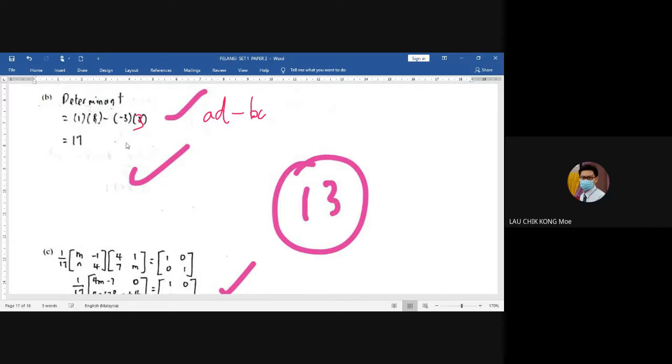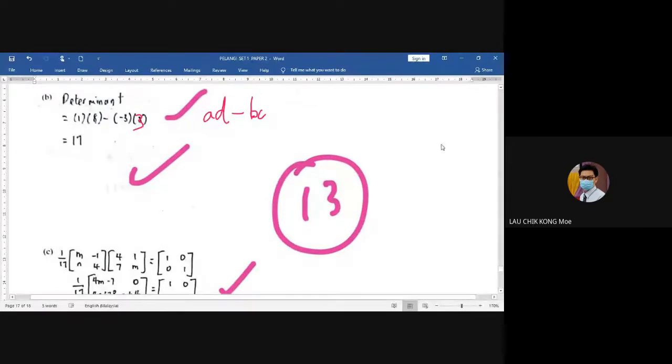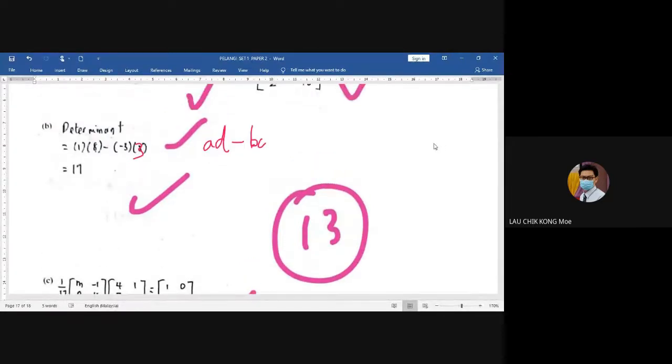So the answer is 17, not 1 over. 1 over itu salah sudah. Tidak ada 1 over, only 17. Only 17. This is about the determinant. Determinant 2 marks. You can use a formula 1 mark and the answer is 1 mark. 2 marks. And then for the section C, you are asked to find the value of M and N.